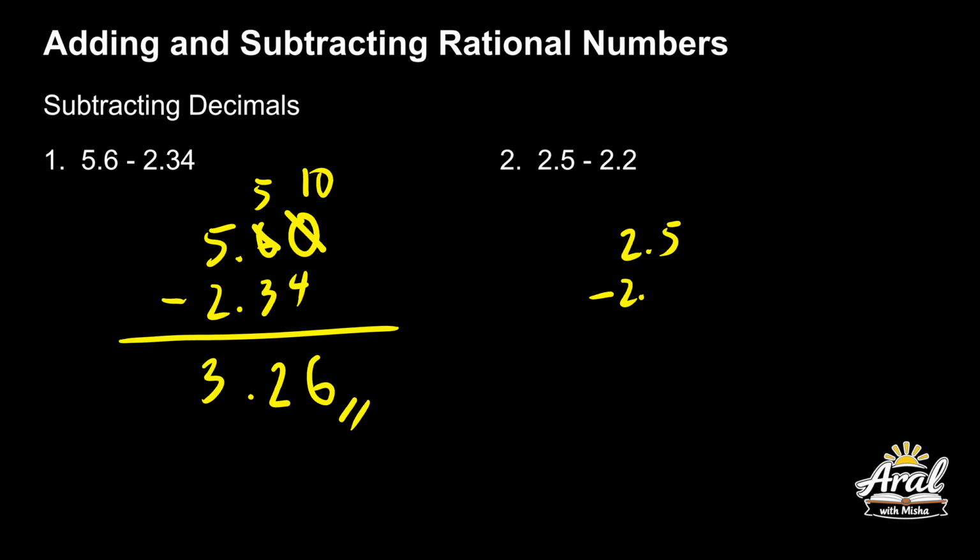2.5 minus 2.2, okay? 5 minus 2, that's 3. Decimal, 2 minus 2, that's 0. So the answer is 0.3.